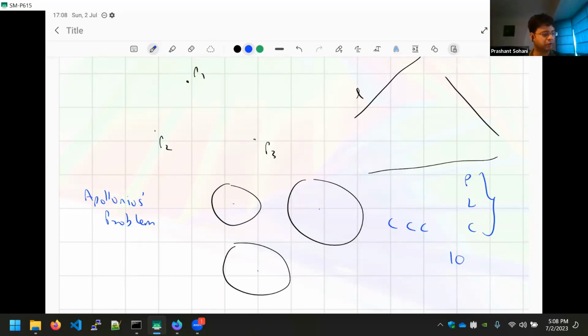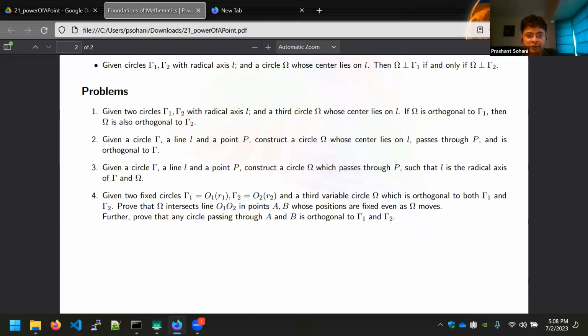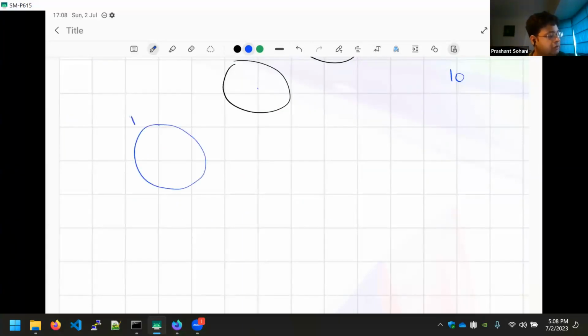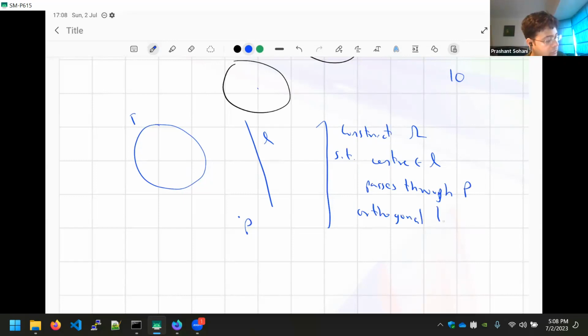But this question 2 is in a similar context, where I'm giving you 3 pieces of information. Question 2, I believe, is that we are given a circle gamma, a line L, and a point P. We want to construct a circle omega such that its center lies on L, it passes through P, and it is orthogonal to gamma. So how can we construct this circle, using ruler and compass, obviously?